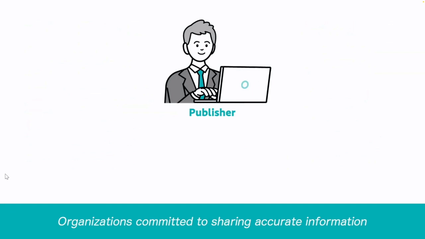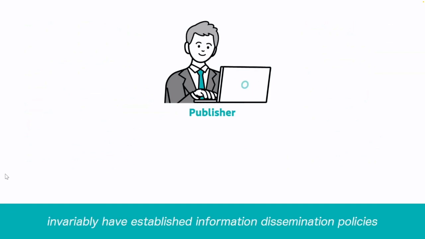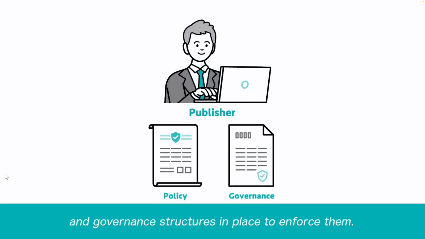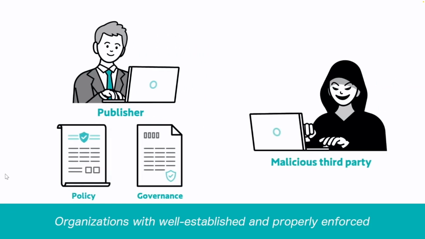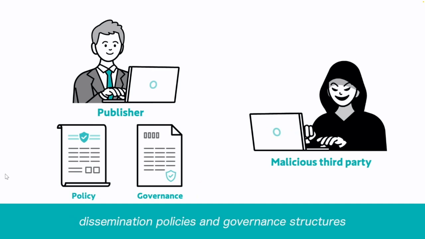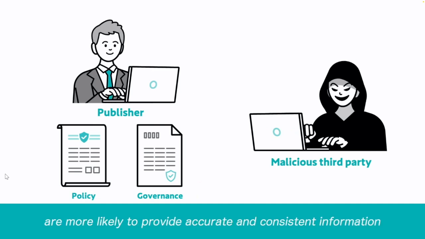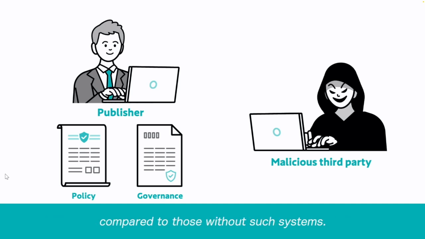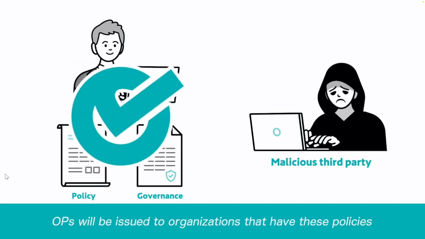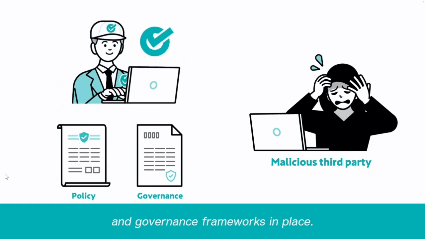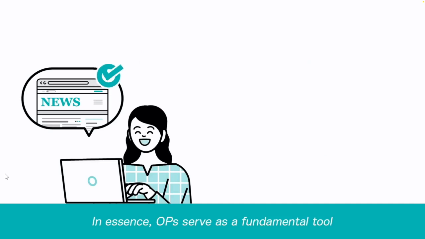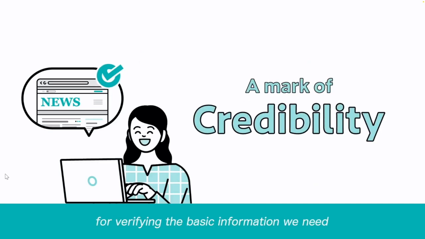Organizations committed to sharing accurate information invariably have established information dissemination policies and governance structures in place to enforce them. Organizations with well-established and properly enforced dissemination policies and governance structures are more likely to provide accurate and consistent information compared to those without such systems. OPs will be issued to organizations that have these policies and governance frameworks in place. In essence, OPs serve as a fundamental tool for verifying the basic information we need to establish trust in our daily interactions.